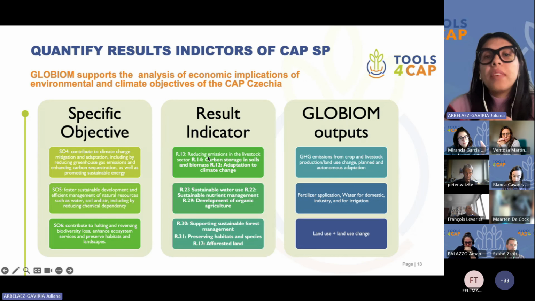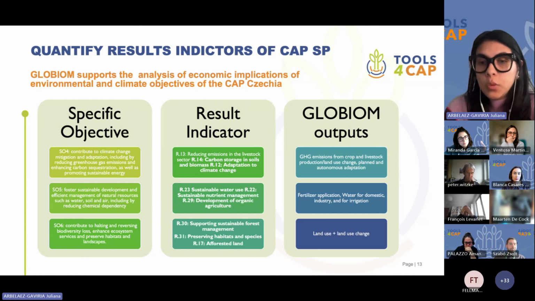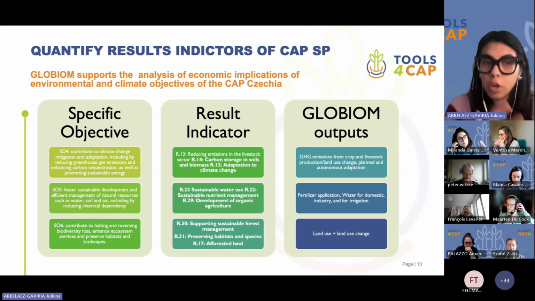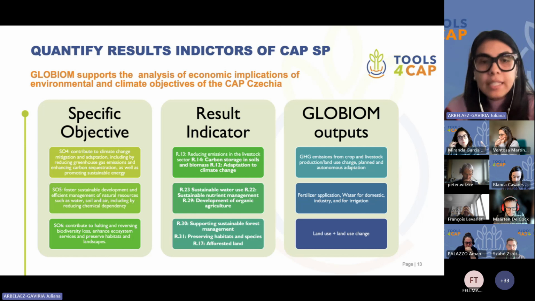So I think that one thing that we have been spending some time on is trying to map the linkages between the specific objectives that we have in the policy, the different result indicators that are related to those specific objectives that are focused on the environment and climate objectives, and then try to reconcile those indicators with GLOBIOM outputs and see how GLOBIOM could inform better whether the result indicators are accomplished or not.